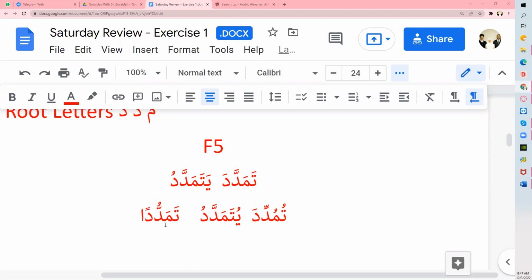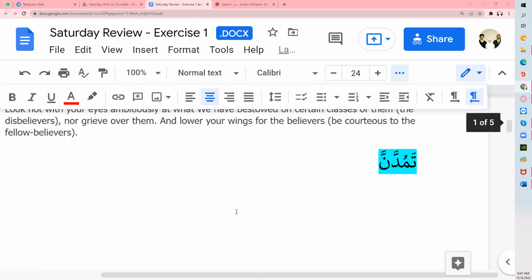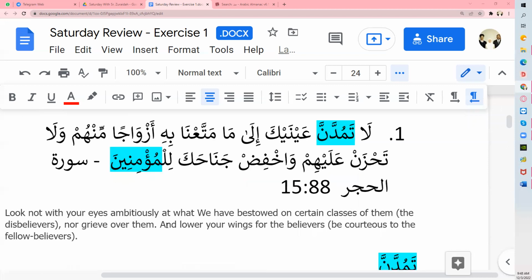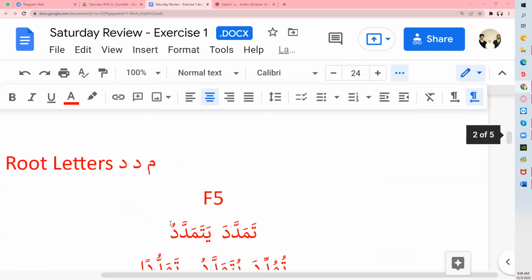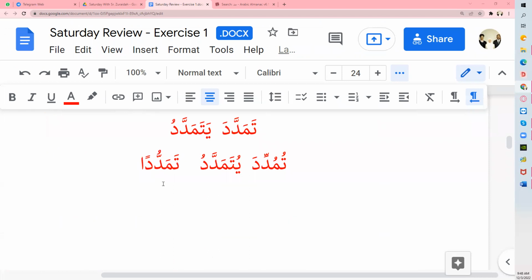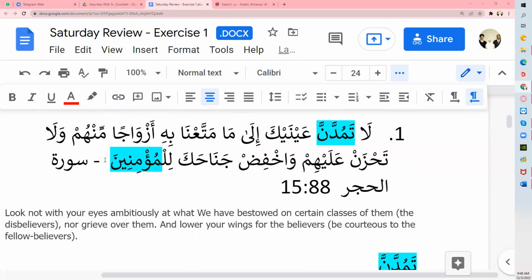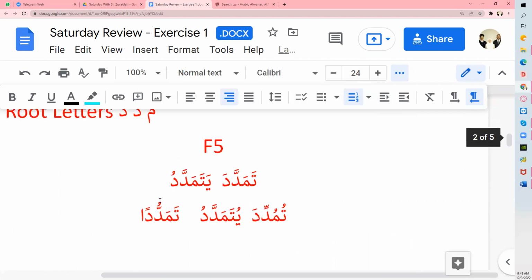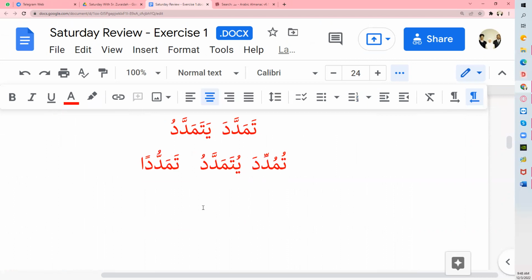Tamaddada, yatamaddadu, tamaddudan. Okay. Alhamdulillah. So that is here. Now this one, the easier one, inshallah: mu'minin, Sister Kasma. Mu'minin is family... I'll put it here. What family is this? Family 1? No, not family 1.